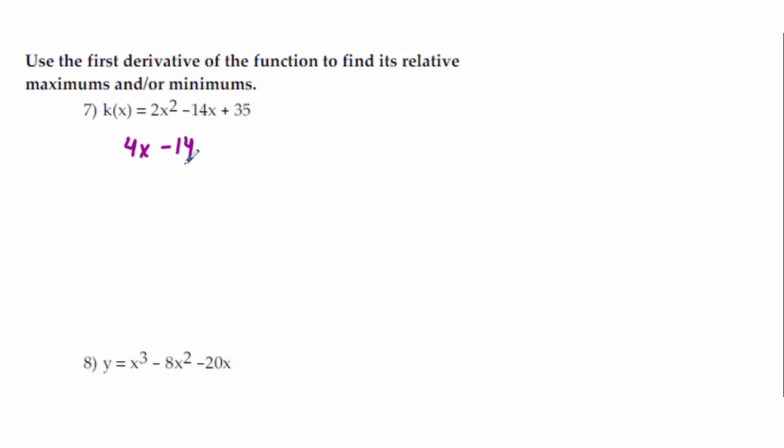When we're using our first derivative or our second derivative, we set it equal to 0 and we solve to figure out what our x is. So if I solve this, I'm going to add 14 and divide by 4. So I get 14 over 4, which simplifies to 7 over 2. So we have to then think about, what is this telling us? It's telling us that we either have a max or a min at 7 over 2.